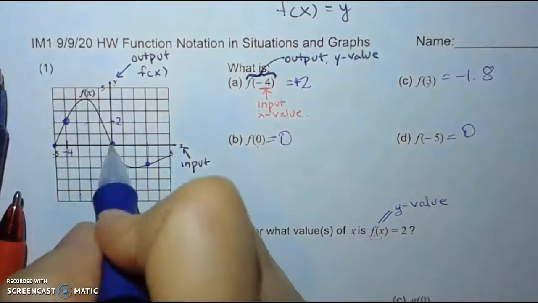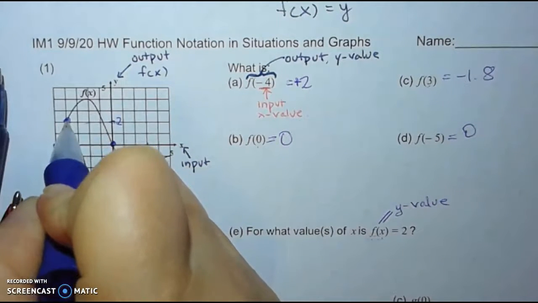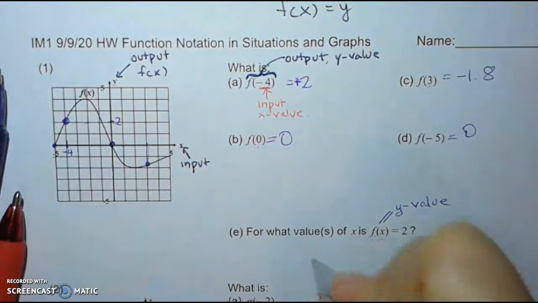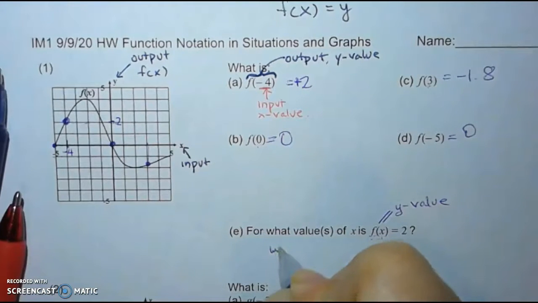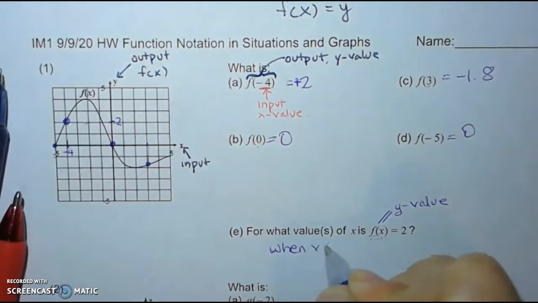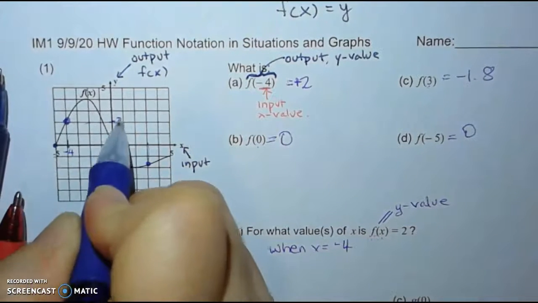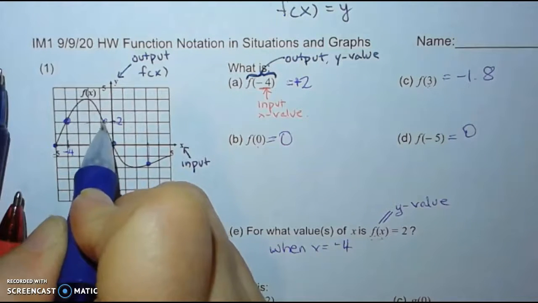When is the y value 2? It is over here. Okay, so we said that when x was -4... Is that the only time that the graph is at, the output is at 2? No, we have another point right here, right?